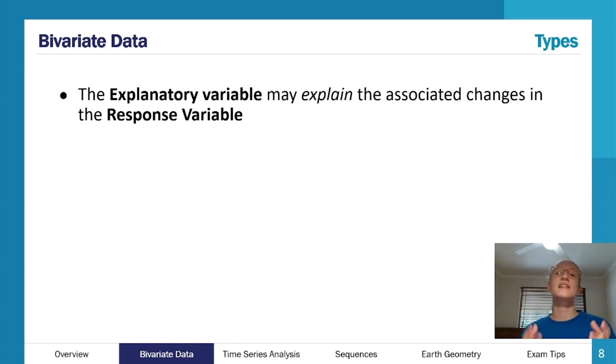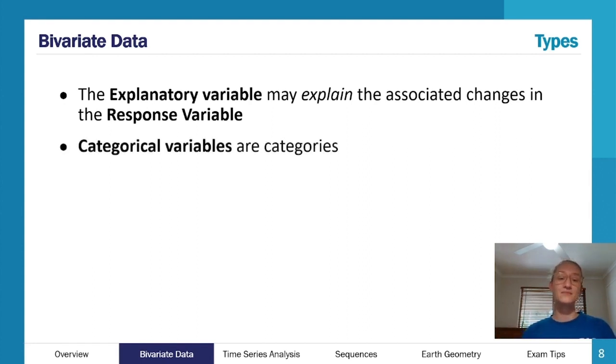If I put it into this sentence format, it makes a little more sense: the variation in temperature may explain the associated changes in ice cream sales. So the changing temperature is what I think is causing the difference in my ice cream sales, which makes sense because on really hot days, you'd expect more people to want to buy ice cream.